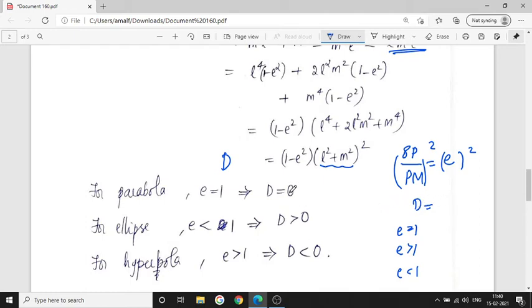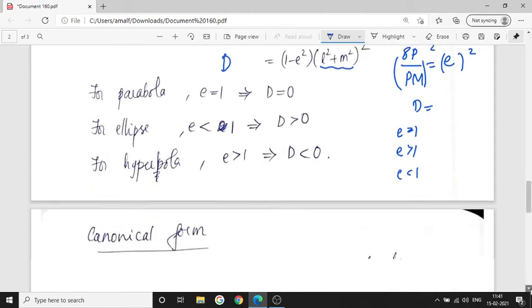So D has to be equal to 0, greater than, or less than 0, which gives the condition for parabola, ellipse and hyperbola. So that is the condition for a conic in the general form of a general second degree equation.